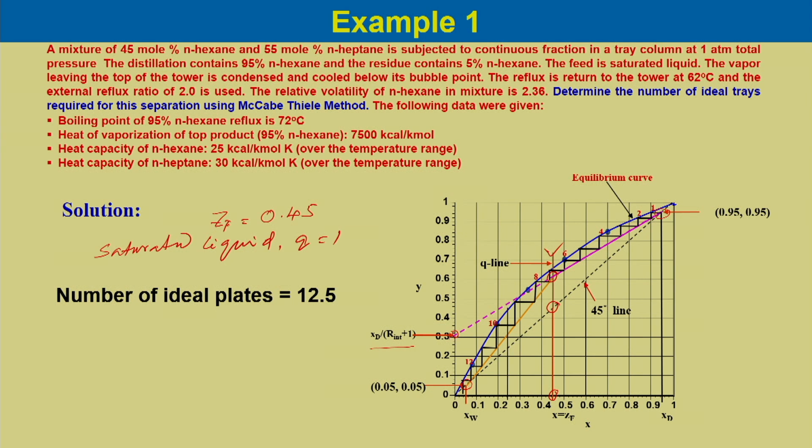Now, starting from tray 1 over here, from xd equal to 1, if you draw the staircase arrangement between the operating line and the equilibrium line, you can calculate the total number of ideal trays required by the McCabe-Thiele method, and you can also locate the feed tray location. So, from this we can see that the total number of ideal plates is about 12.5.